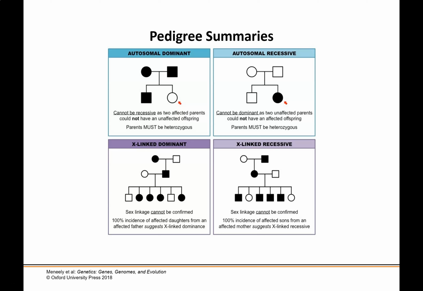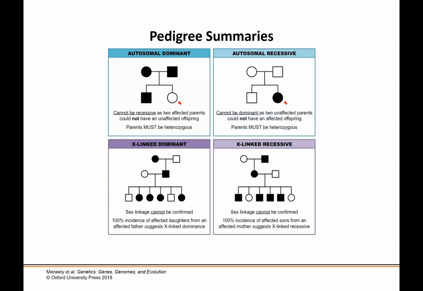If the trait is autosomal recessive, this is the one that tends to skip a generation, so to speak. Unaffected parents can produce an affected child. So this means that the parents also must be heterozygous for this to happen, and they have to pass on both of their recessive alleles to the child.